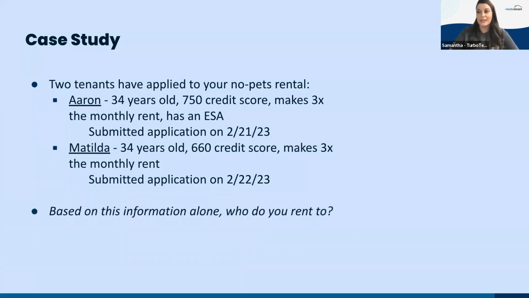So based on this information alone that we've provided for the 2 applicants, Aaron and Matilda, who do you rent to for your no pets rental? Use the chat to let us know who you would rent to.